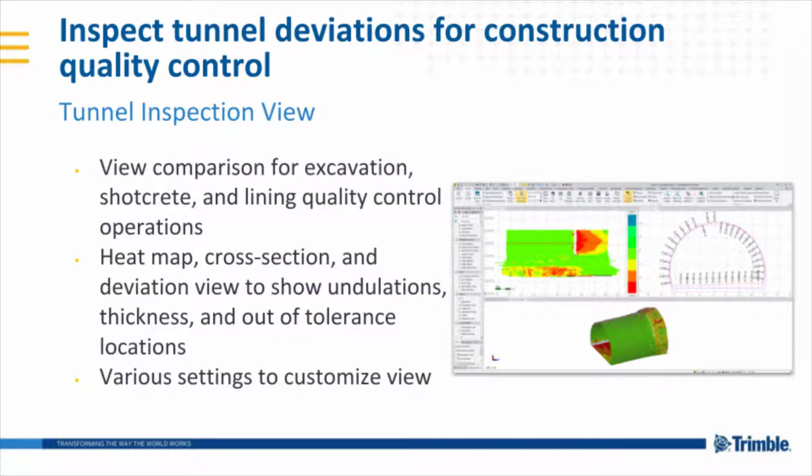In our video demonstration, we'll show the new tunnel inspection view in the tunneling module version 5.4. The tunnel inspection view can be used to view deviations for construction quality control, such as in shotcrete or excavation analysis. We're able to view a previously created inspection map for comparison to show the deviations in a heat map, plan view, cross-section, and deviation view.